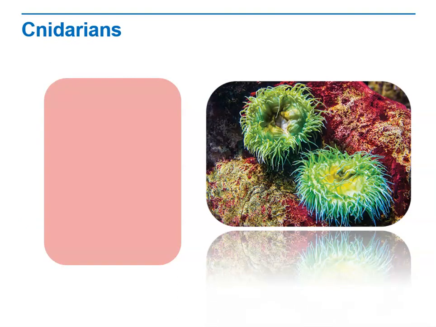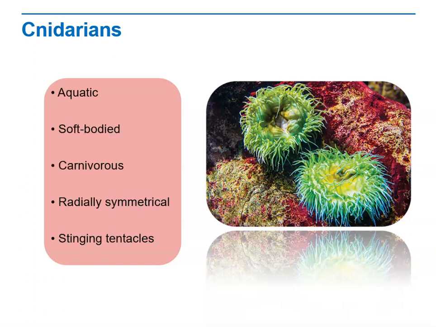Jellyfishes, sea fans, sea anemones, hydras, and corals are all members of the phylum Cnidaria. Some characteristics of cnidarians, like this anemone, are tentacles, no head, and they are aquatic. Cnidarians are aquatic, soft-bodied, carnivorous, radially symmetrical animals with stinging tentacles arranged in circles around their mouths.